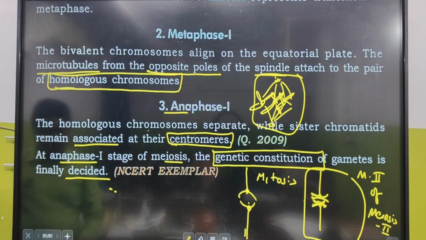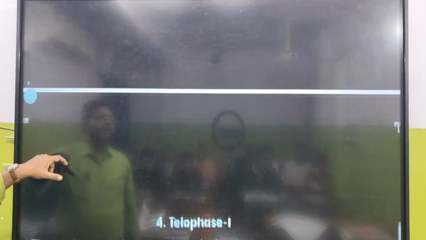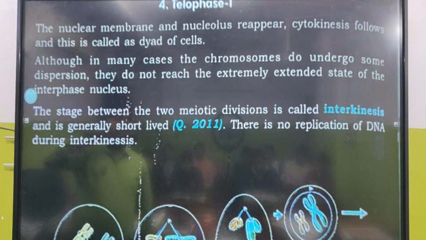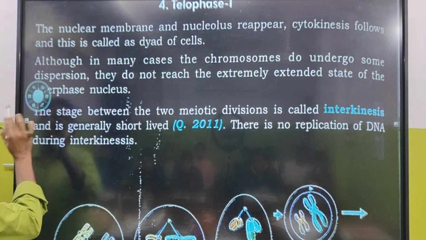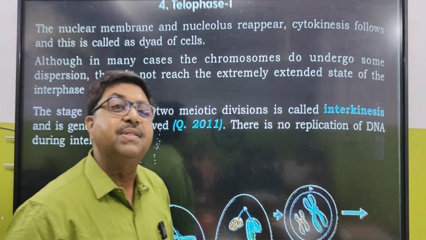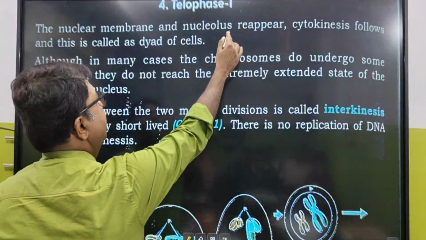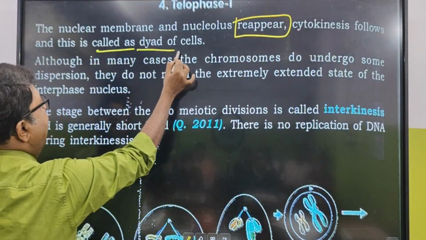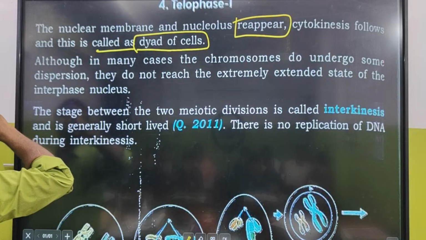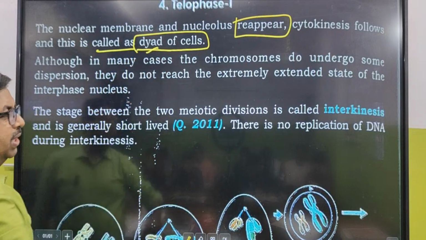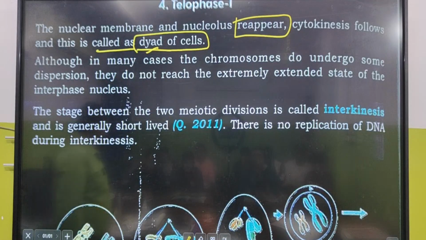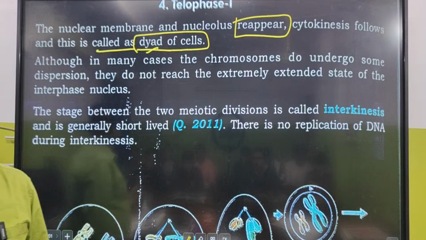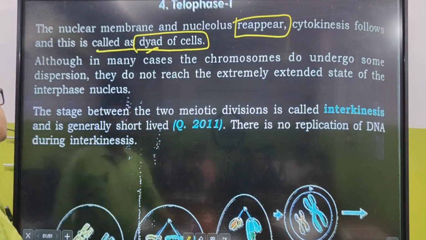Okay. Now, telophase. The nuclear membrane and nucleolus, tell me what will happen in telophase? They reappear. Cytokinesis follows, and this is called a dyad of cells. How many cells? 2, right? From one cell, 2 cells have formed. Now what will happen in the 2 cells? Meiosis II.